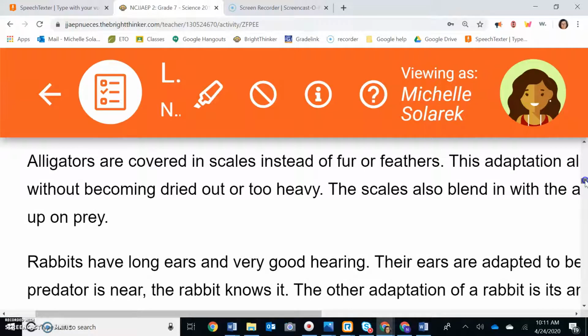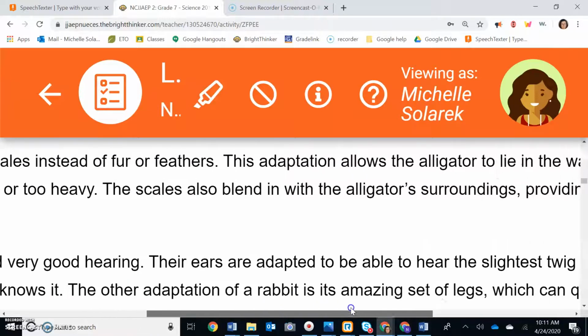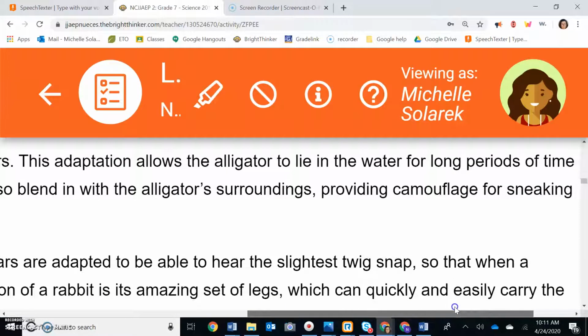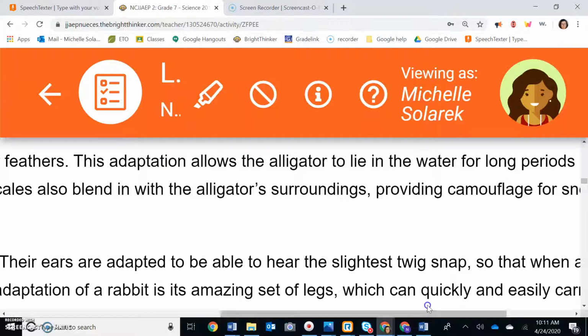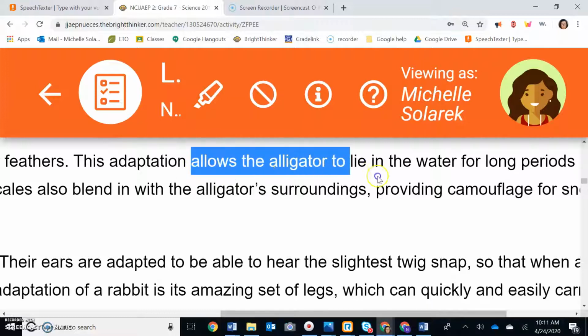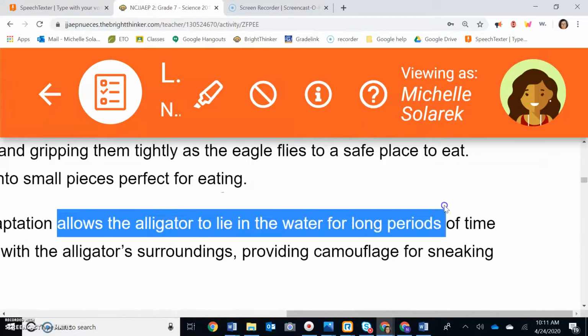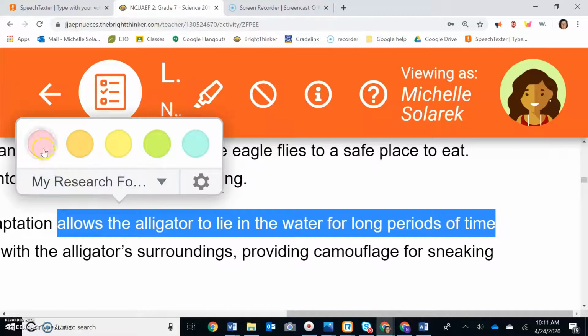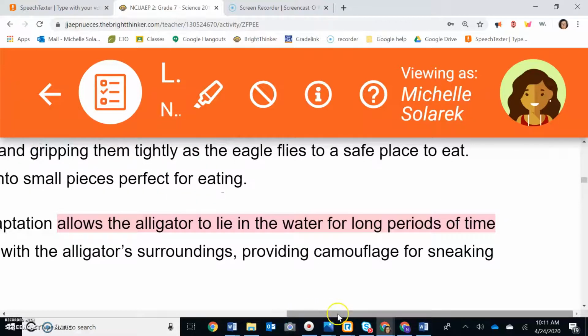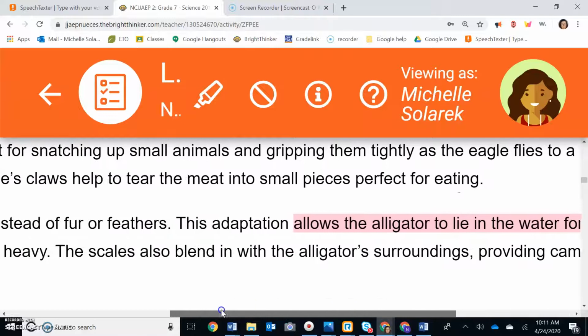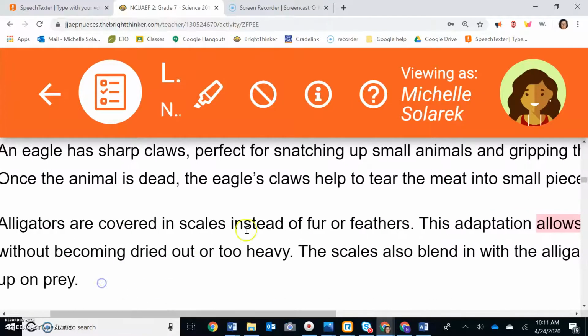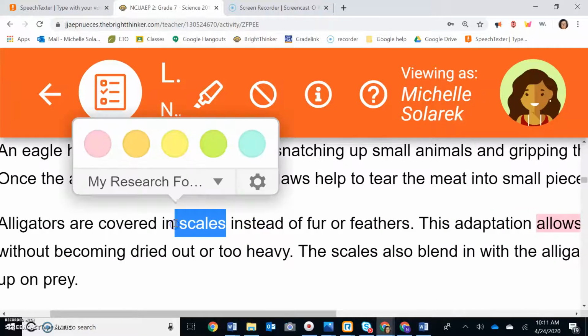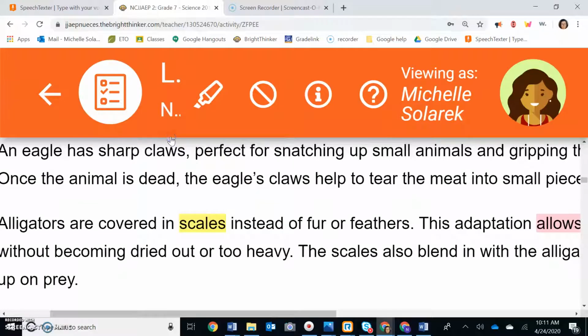Alligators have scales instead of fur and feathers. This allows the alligators to lie in the water for long periods of time. So here is your next question. What allows alligators to live in the water for a long time? Please write down the next number. I think we're on 4. Number 4, scales.